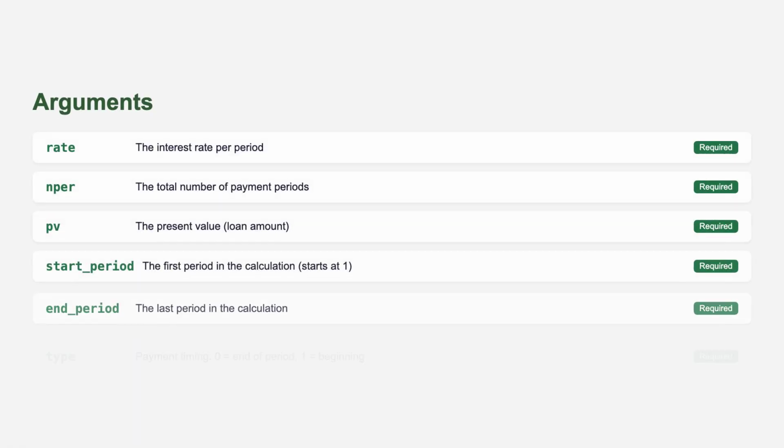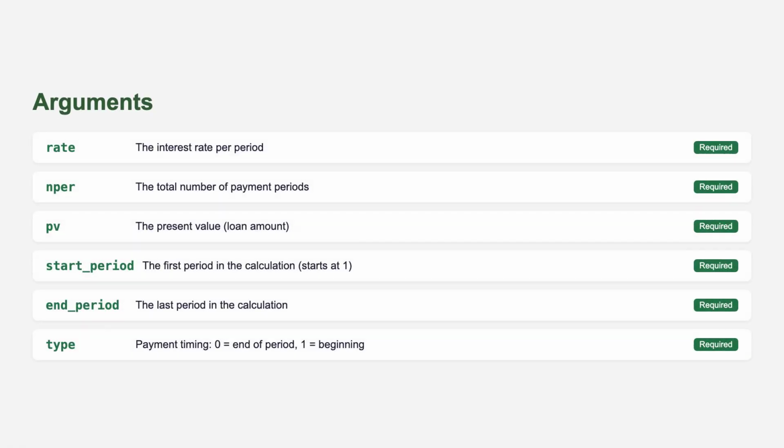There are 6 arguments: rate, the interest rate per period; NPER, the total number of payment periods; PV, the present value or loan amount; start_period, the first period in the calculation starting at 1; end_period, the last period; and type, the payment timing, 0 for end of period or 1 for beginning of period.